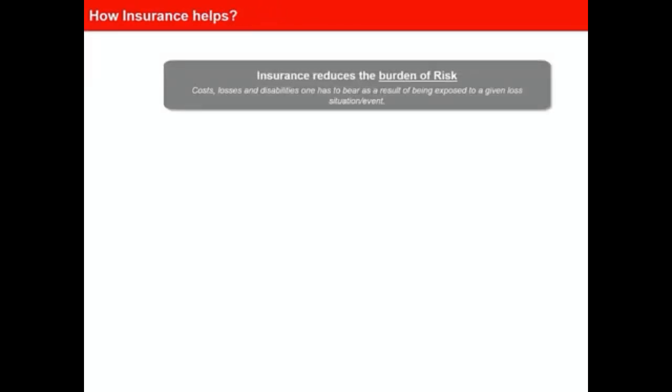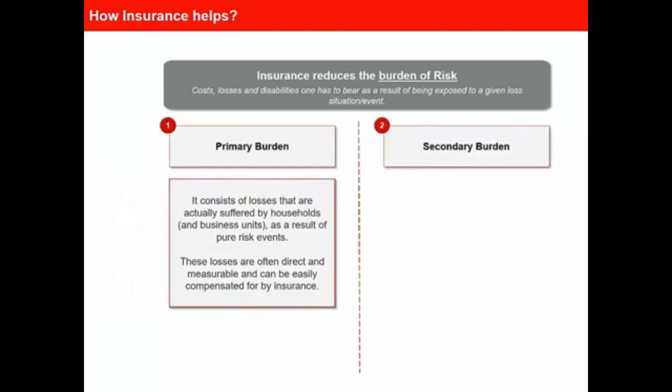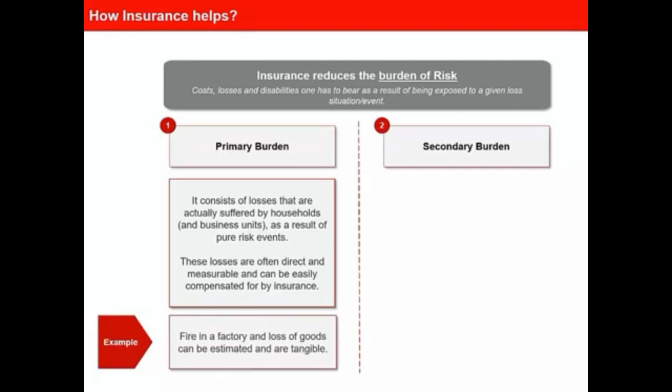Burden of risk refers to the costs, losses, and disabilities one has to bear as a result of being exposed to a given loss situation or event. The burden can be categorized as primary and secondary burden. In case of a primary burden, the losses are suffered by households and business units as a result of pure risk events. These losses are often direct and measurable and can be easily compensated for by insurance. For example, fire in a factory and loss of goods.